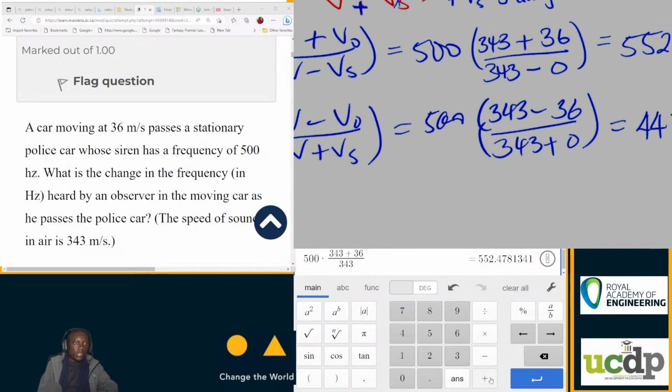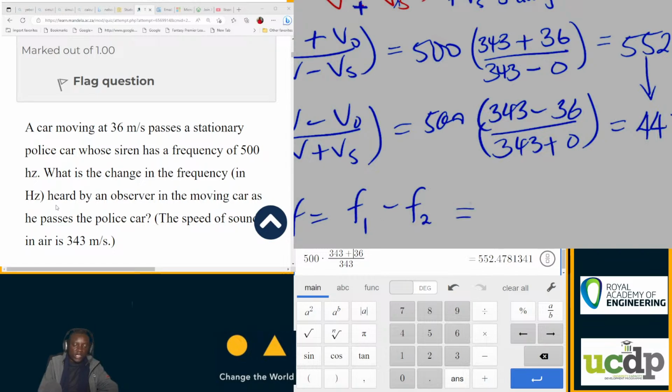So now the question wants us to find the change in the frequency, delta F, which we can say is F1 minus F2. Or we can just find the magnitude of this, because F2 minus F1 will simply give us a change which is negative, implying that the frequency change is a decrease, right? So that will be a decrease in frequency. As you can see, it's from 552 to 447.